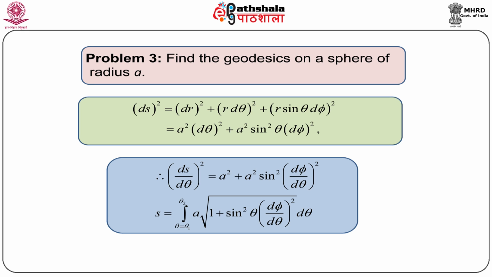Therefore, if we consider d d theta of s, its square is given by a square plus a square sin square theta d d theta of phi its square. Integrating this relation with respect to theta between theta 1 and theta 2, we get s equal to integration theta 1 to theta 2 a into root over 1 plus sin square theta into d d theta of phi its square d theta.